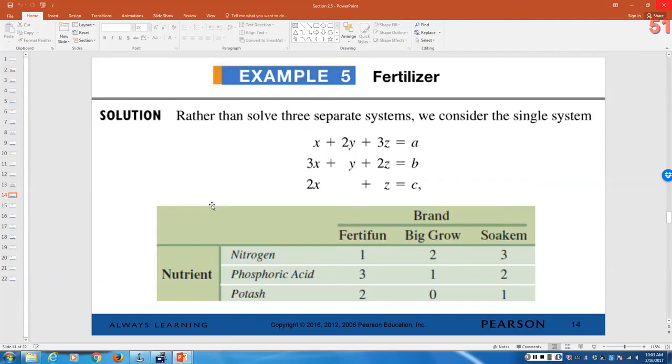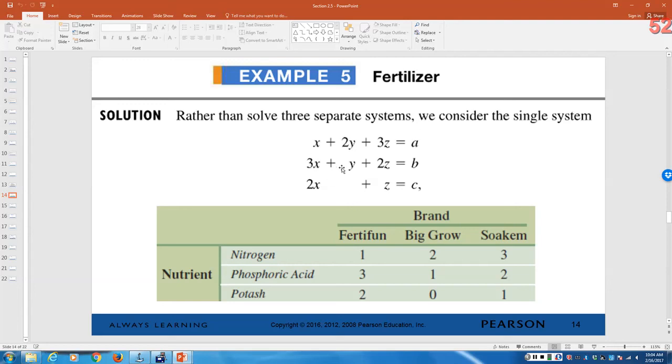So rather than solve 3 separate systems, what you want to do is come up with this matrix, and these are the amounts of your nutrients. We're going to call Fertifund the X, Big Grow the Y, and Sokum the Z, because we want to know how many units of each brand. If you add up X plus 2Y plus 3Z, that's how many total units of nitrogen, which is A, that you can get for the brands.